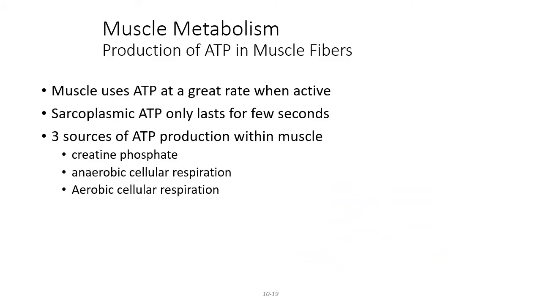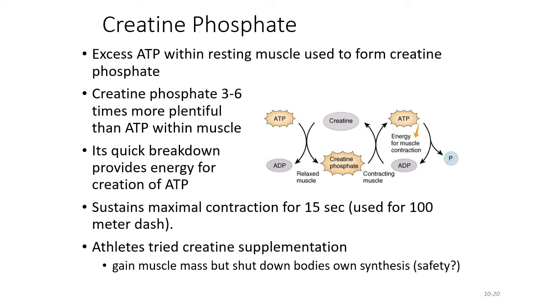In order to keep the muscle going, we need its metabolism to essentially be maintained. And in order for that to occur, we need as much ATP as we can get. And so we have three different processes that can generate ATP for the cells. We have creatine phosphate, we have anaerobic cellular respiration, and we have aerobic cellular respiration. So any one of those three can provide ATP within the cell because we don't have a whole lot of reserve of ATP inside the cells themselves.